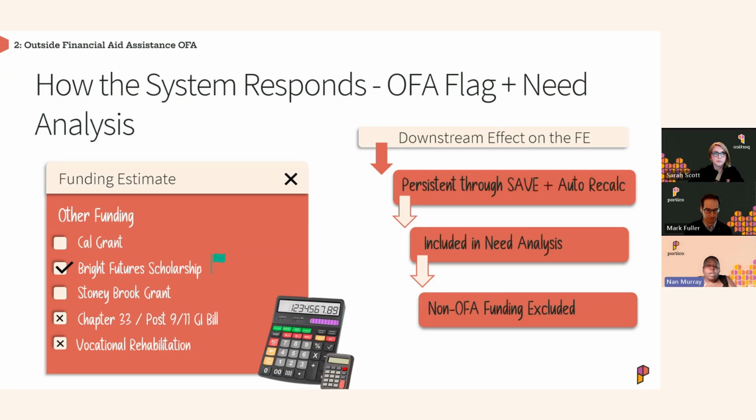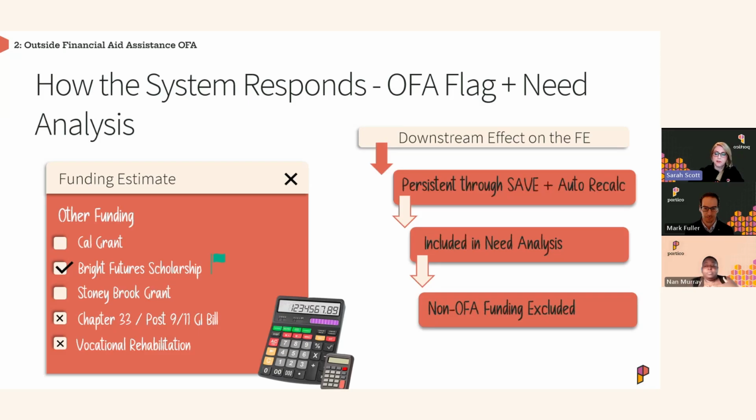The Pell logic is enforced automatically. If OFA is greater than COA, then Pell is suppressed or zeroed out. Pell is calculated independently, so it's not self-reducing. The system behavior is that the OFA funds persist through the save and through auto recalc, as I stated before, so that's included in the need analysis. Invalid entries: if you put a fund type but don't put any amount in those fund type fields, once you hit auto recalc, it will remove that fund type. But if you have any dollar amount greater than zero, it will remain on the funding estimate once you save and refresh. Non-OFA funds will still have the same behavior. That means if you save and refresh with auto recalc on, it will remove those that have not been flagged as OFA.